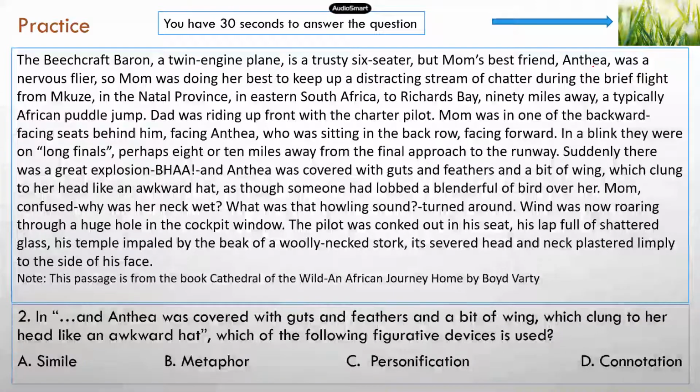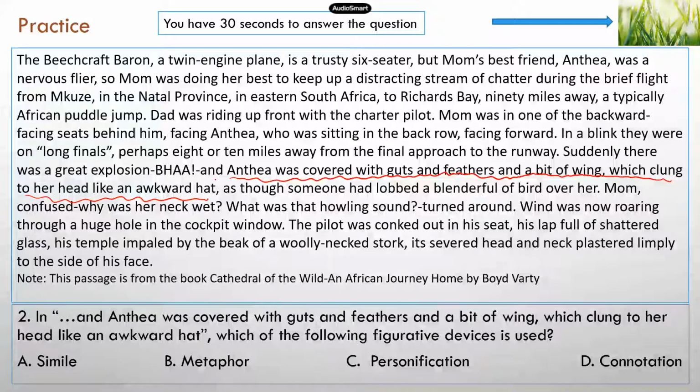Okay, in this particular sentence, and Anthea was covered with guts and feathers and a bit of a wing, which clung to her head like an awkward hat. So in this sentence, which of the following figurative devices is used?